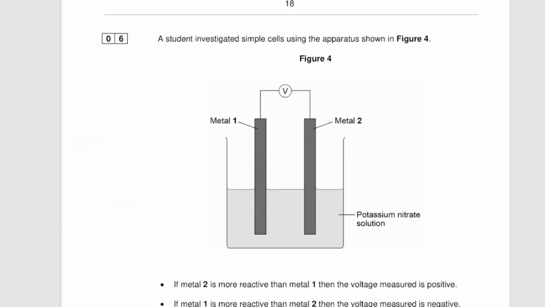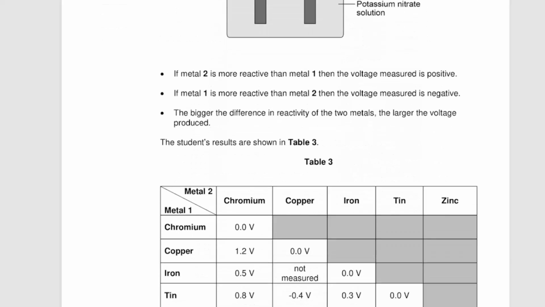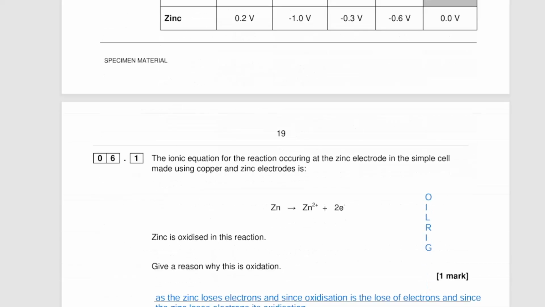And then for question 6, we're asked to investigate simple cells using the apparatus shown in figure 4. If metal 2, which is here, is more reactive than metal 1, the voltage measured is positive. If metal 1 is more reactive than metal 2, then the voltage measured is negative. The bigger the difference in reactivity of the two metals, the larger the voltage produced. And we're given the results here, and then we are asked to explain why the zinc is oxidized.